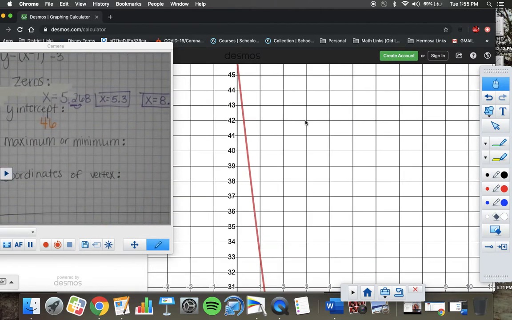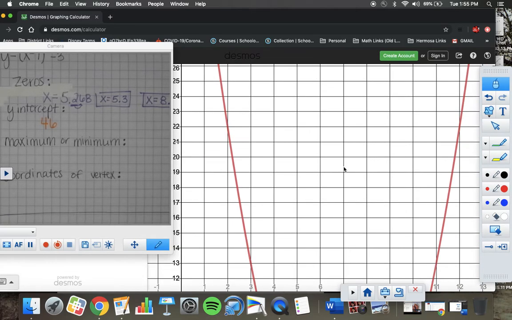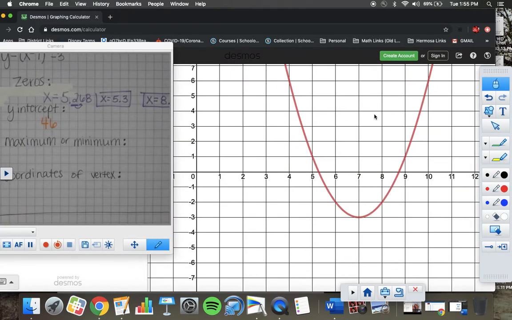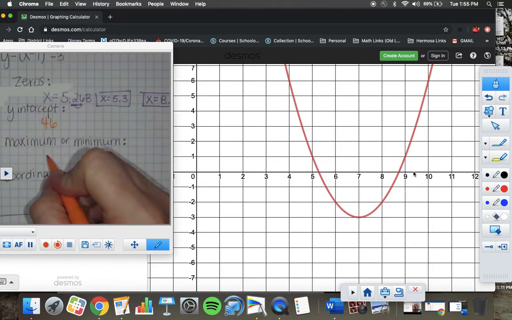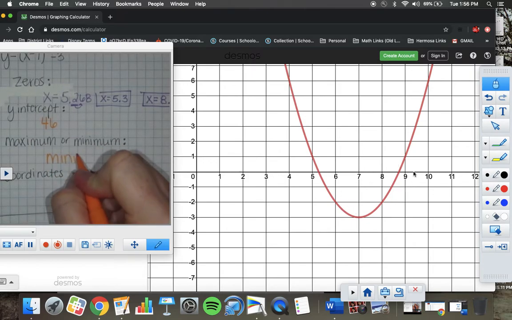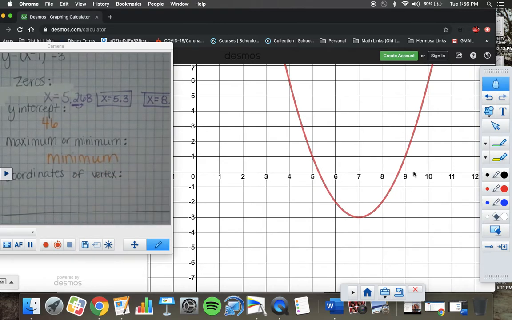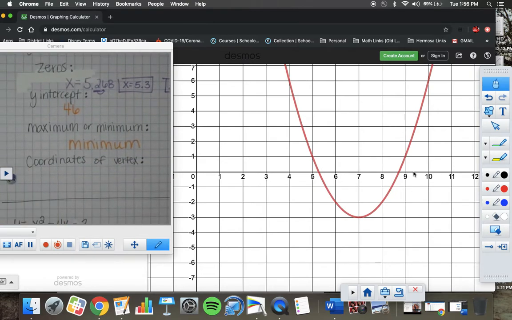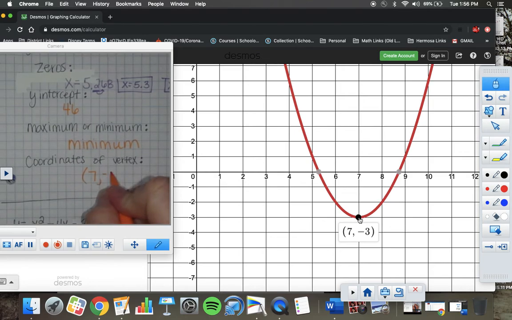This graph, it's asking if it has a maximum or minimum. Since it's a lowest point, you would call that a minimum. And then the coordinates of the vertex. Remember, the vertex is where that maximum or the minimum is. So this one is at 7, comma, -3.